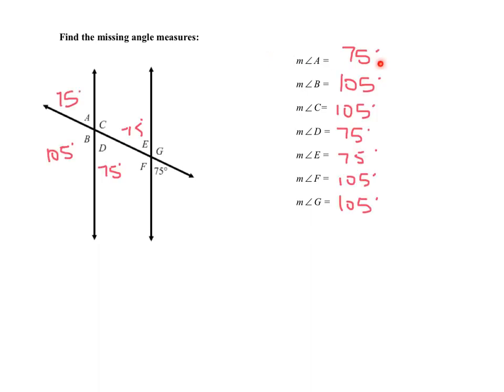So angles A, D, and E would all be 75 degrees, while B, C, F, and G would all be 105. There's a lot of different reasons why that would happen. So if you have this, say they're supplementary, these are vertical, these are alternate interior, these are alternate exterior, these are vertical. It's a whole variety of reasons as to why you get these answers, but that's what you're going with.